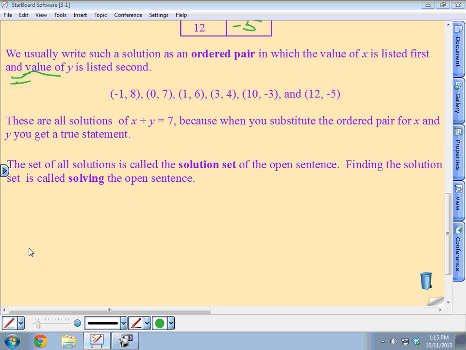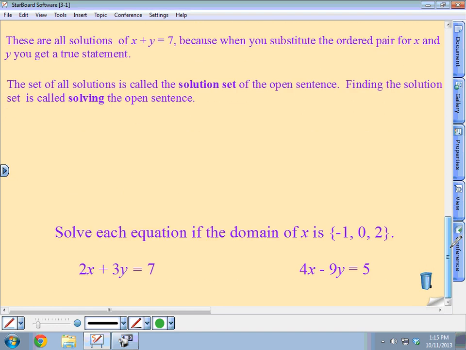All right. The set of all solutions is called the solution set. So if I had every single possible ordered pair, that would be the solution set of the open sentence. Finding the solution set is called solving the open sentence. Okay? So when directions say solve, that's what they're talking about. Solve each equation if the domain of x is -1, 0, and 2.